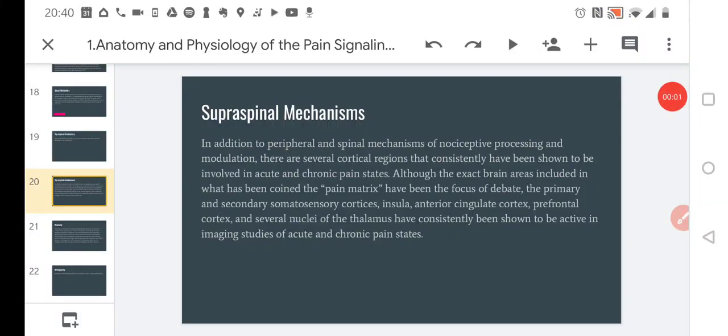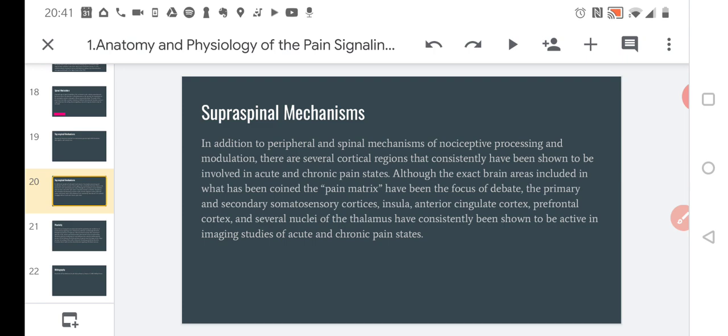What are the supraspinal mechanisms of the pain modulation? So you already know that the pain modulation is regulating how the pain is perceived by our organism, by us generally, by our mind.